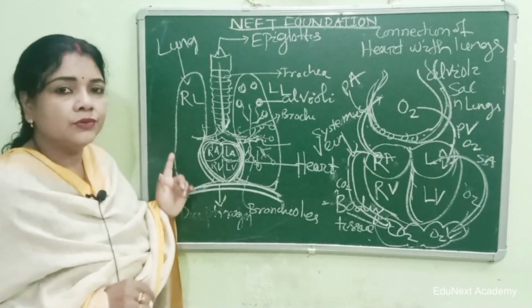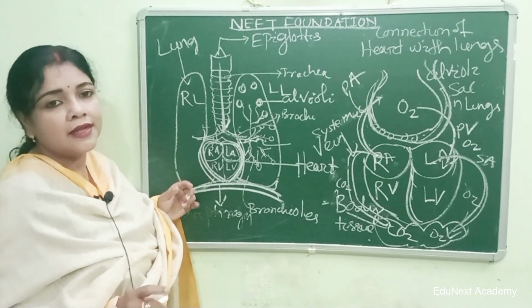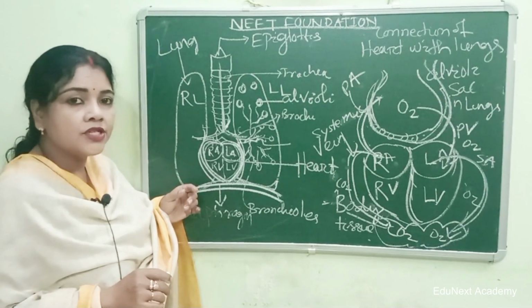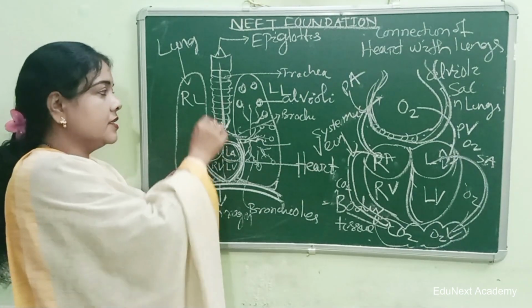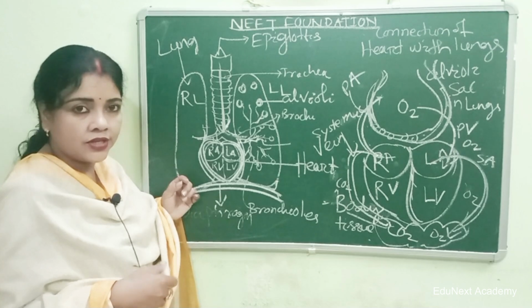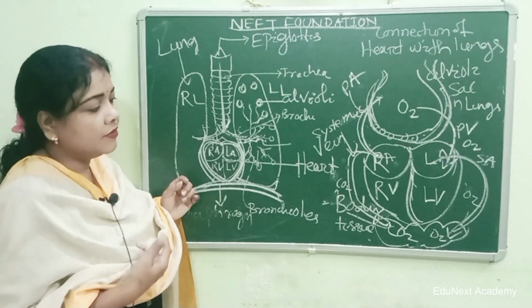So in today's class we will learn how the heart and lungs are connected, how the heart takes oxygenated blood from the lungs and gives deoxygenated blood to the lungs. In these lungs the exchange of air occurs. We take in oxygen and give out carbon dioxide from our body.